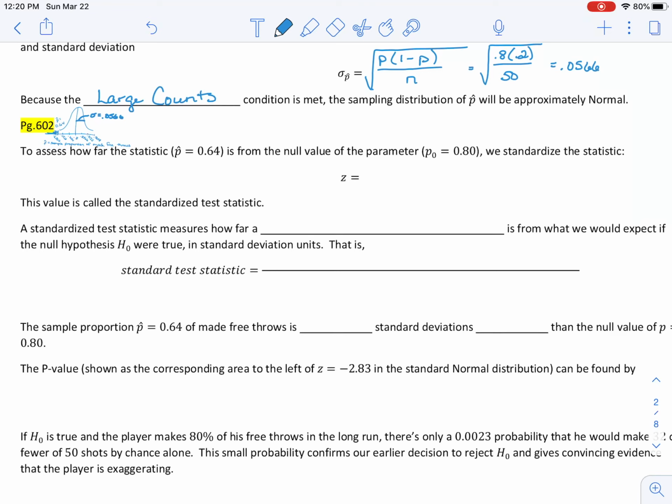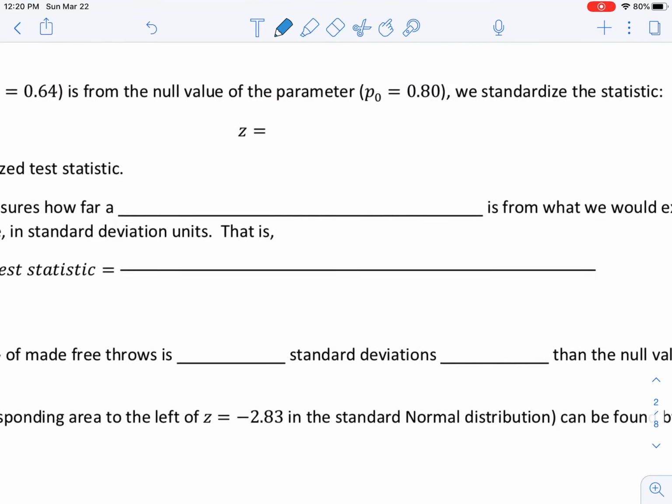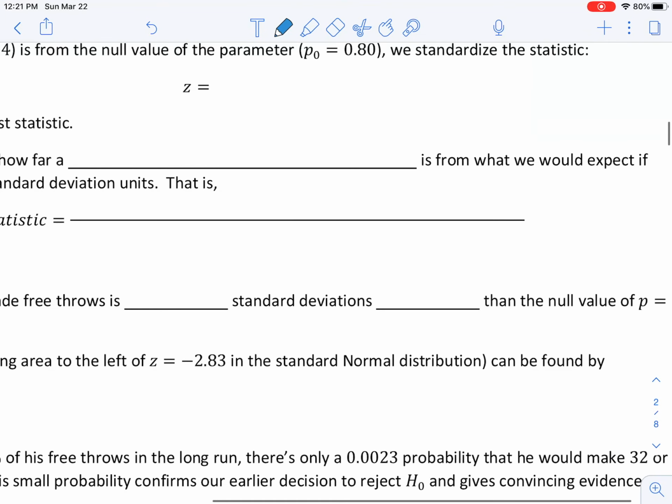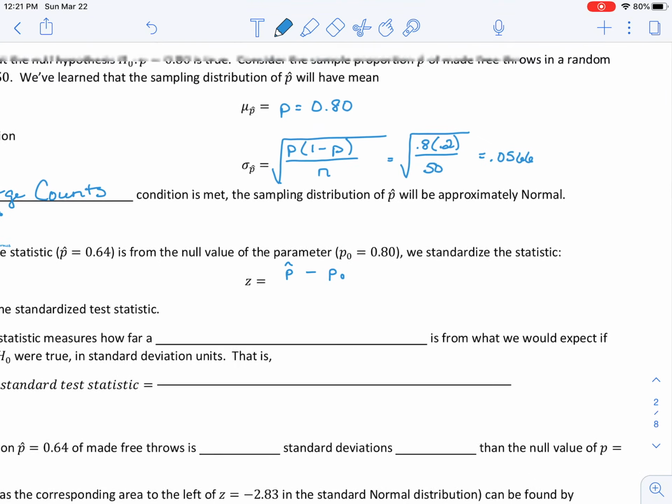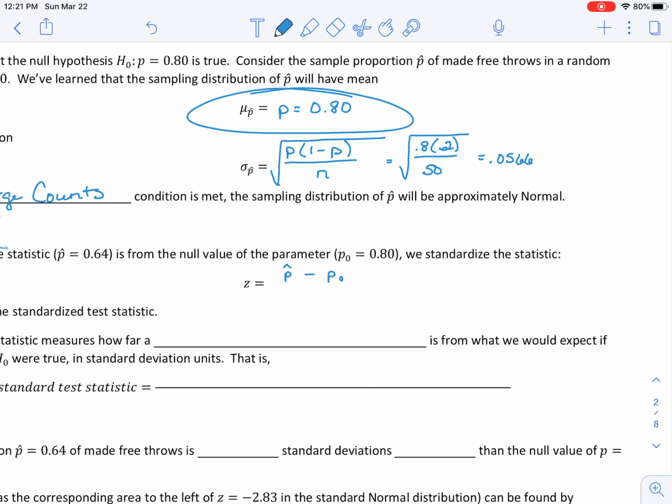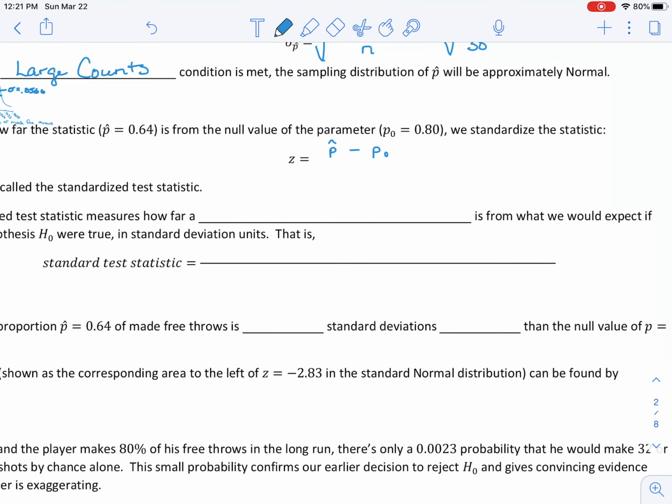To assess how far the statistic is from the null parameter, you need to standardize this. So I need to turn that into a z-score. Remember, z-scores are always the actual value minus the mean. The actual value in this case is that sample proportion. The mean we said was, I'm going to come back up here. We said here our mean was going to be 0.8. Remember, this is when we assume that this is true. So I'm just going to go ahead and put p naught, because our mean is going to be whatever we're assuming to be true in the null hypothesis.